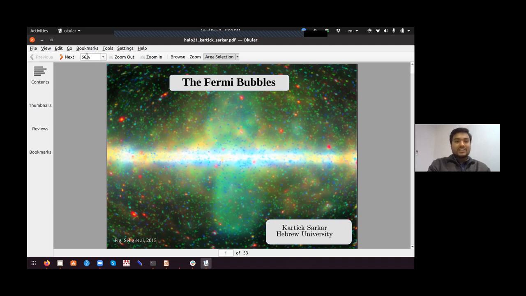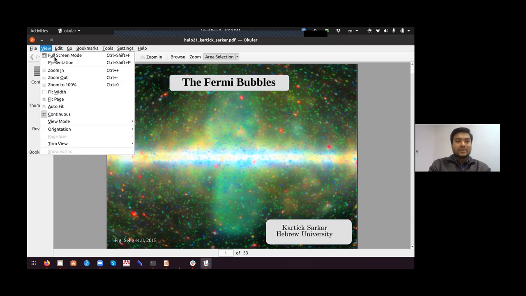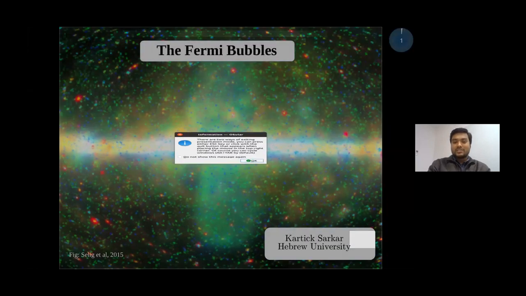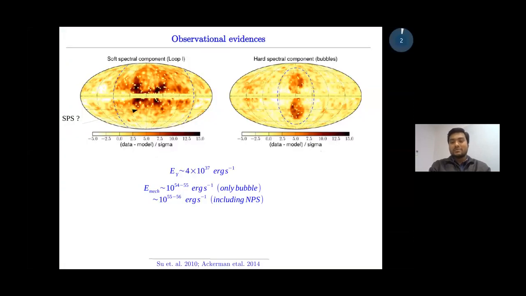This whole thing started with the discovery of two giant gamma ray bubbles towards the galactic center. This was first discovered in 2010 in roughly 1.6 years of data from the Fermi Large Area Telescope. And what they found was very exciting, and it revived the whole discussion of activity at the galactic center.